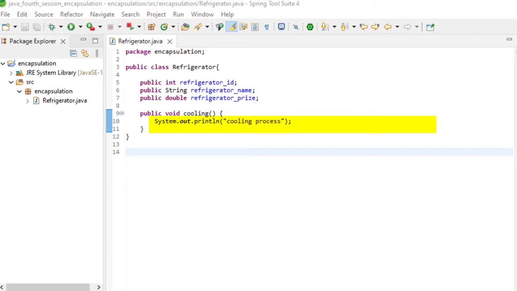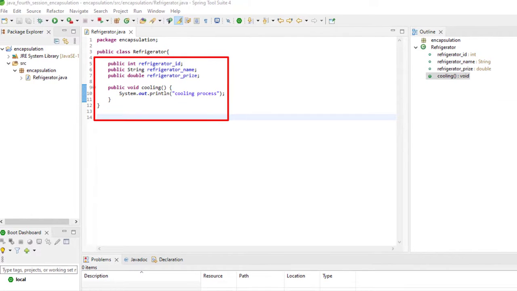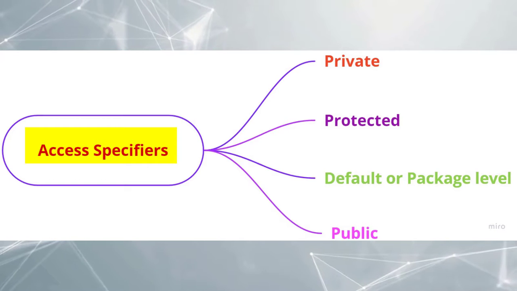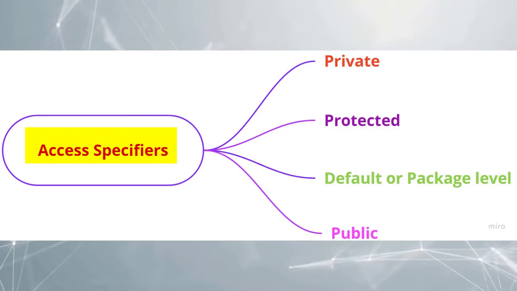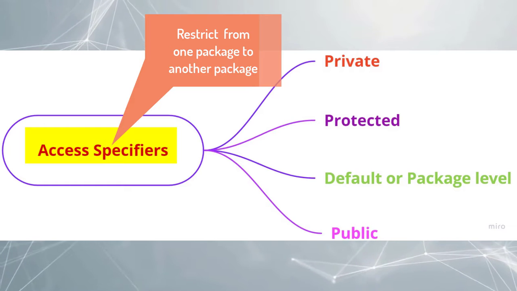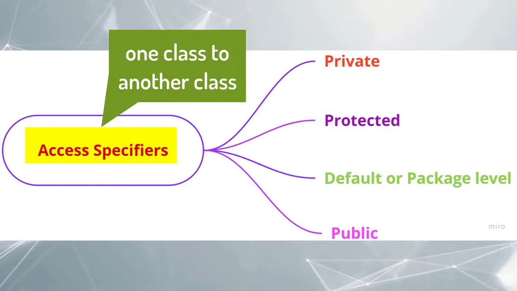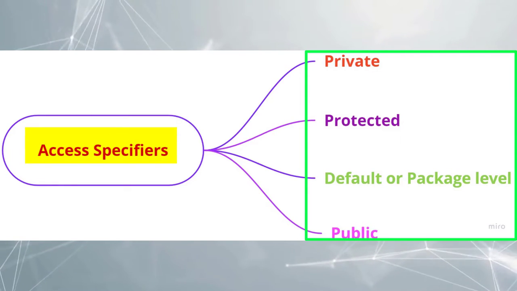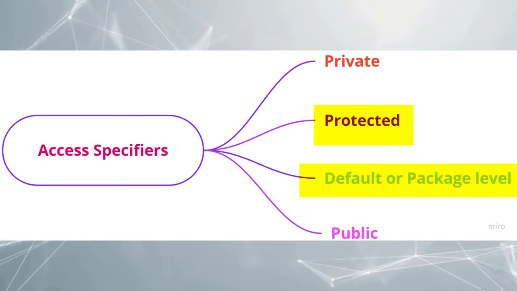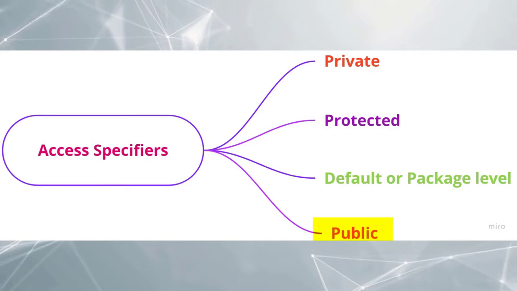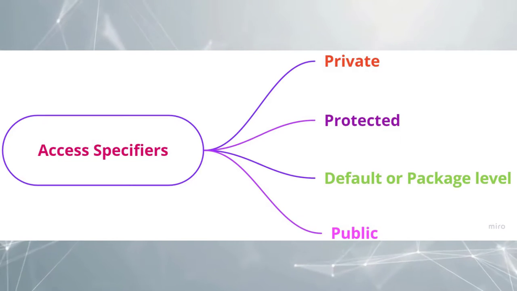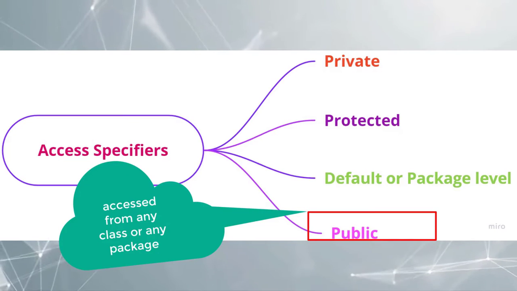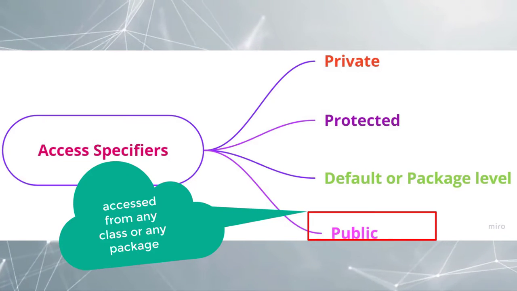If you observe this program, we have defined the data members as public. What is this? This concept is called access specifiers in Java. What is the use of access specifiers? They are used to restrict access from one package to another package and from one class to another class. In Java, we have four types of access specifiers: first private, second protected, third default or package level, and fourth public. If the access specifier is public, any member of the class declared as public can be accessed from anywhere, from any package or any class.